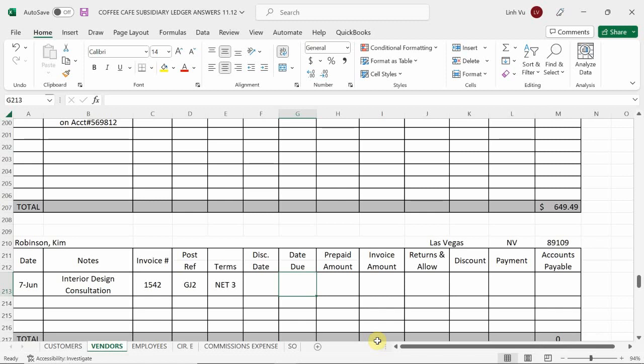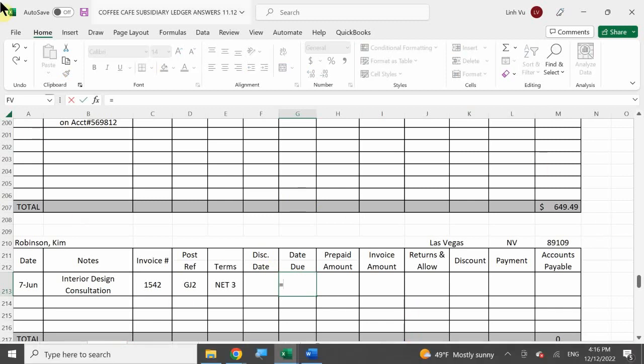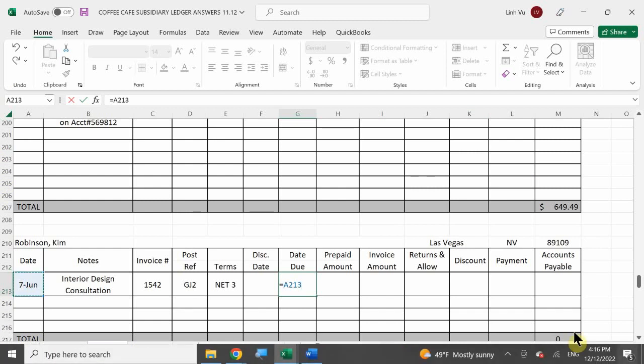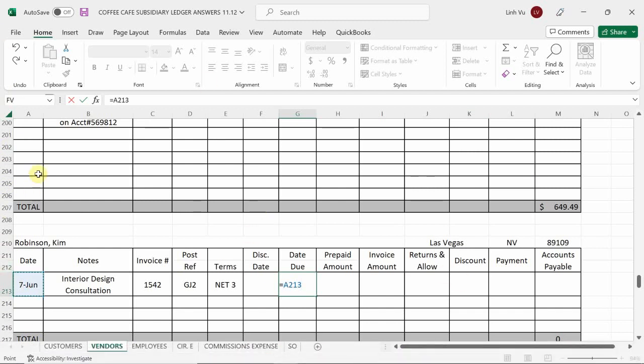Because sometimes, as humans, we miscalculate and put the wrong date in here. So in this case, here's a formula you can do. You could go ahead and do equal. Since the bill was given to us on the 7th, I can click on this cell where it says June 7, which is an actual date. And I'm going to add 3 days because I know it's due in 3 days.